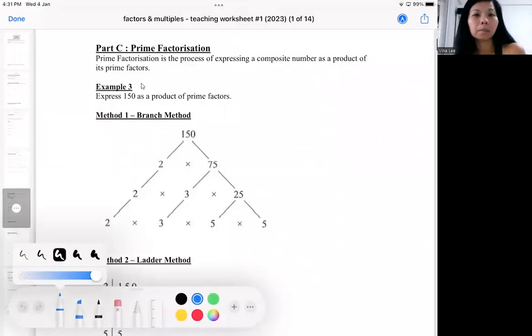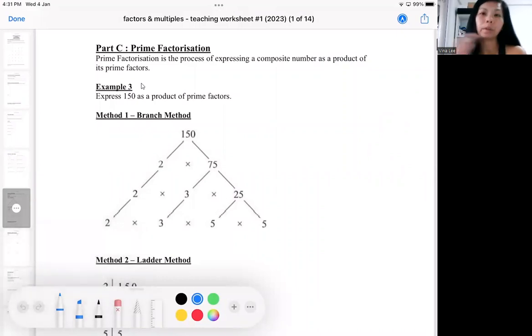By the time you come to this section, you should already know what a prime number is, what a composite number is, and you should also be able to do something with what we call index notation. Okay, so this one is a very big word, prime factorization. So what does this whole big word mean?